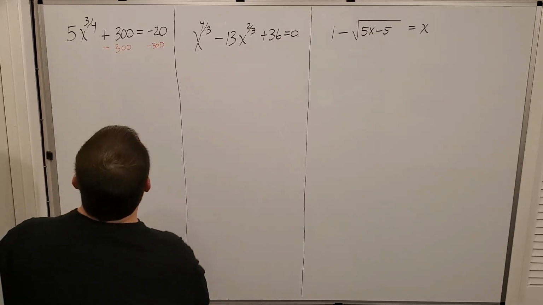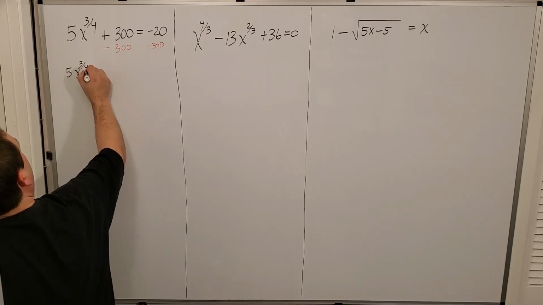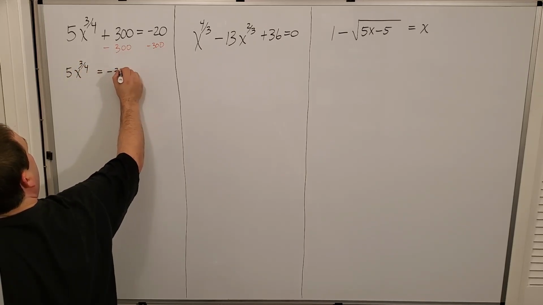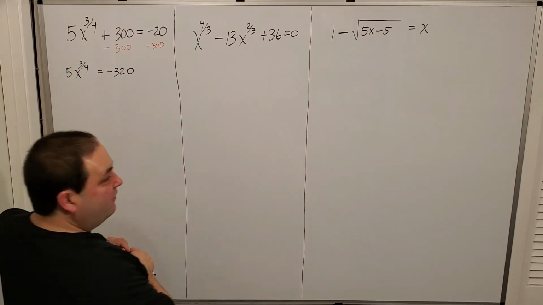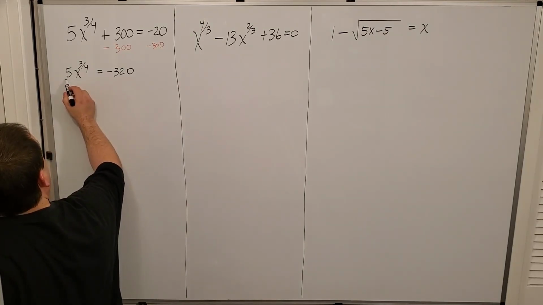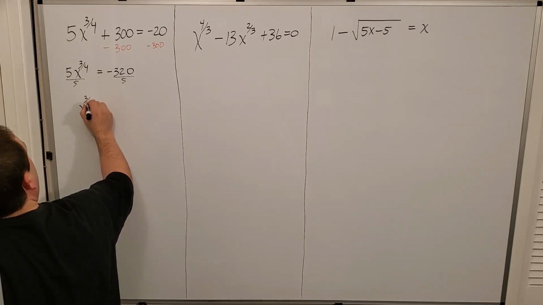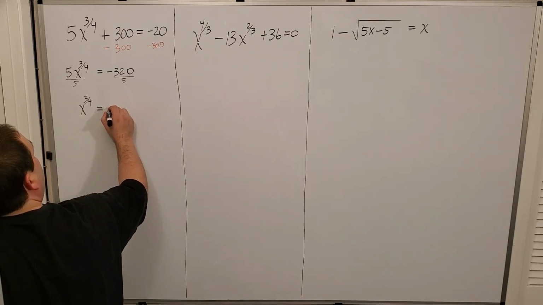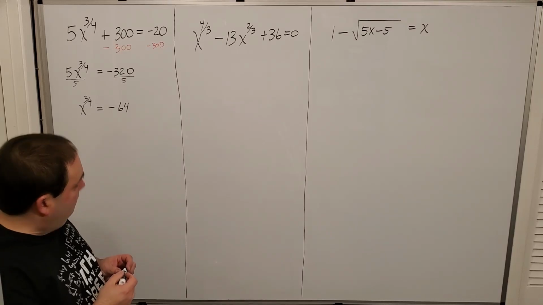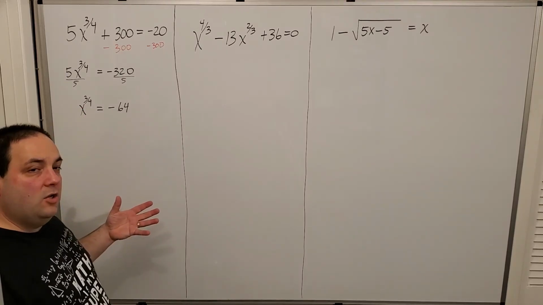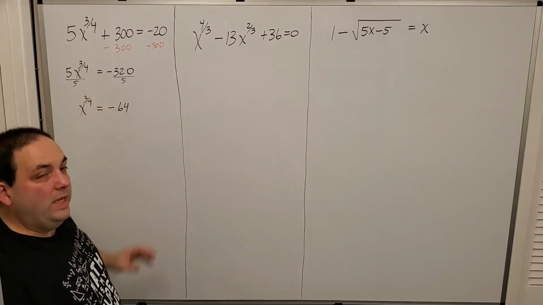Then lands me with a 5x to the 3/4 is equal to negative 320. Of course, then I will divide both sides by 5. So then I'll have x to the 3/4 is equal to a negative 64. And then I could convert this into a radical. I could say that this is the 4th root and the 3rd power, and then undo each piece separately.